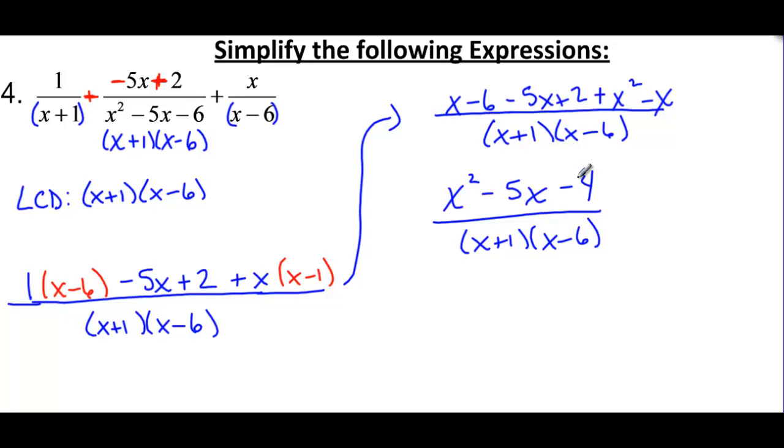Okay, so if I look at the numerator and try to see, can I factor this possibly? Well, two numbers that multiply to give me 4 but add to give me 5 would be a 1 and a 4. However, there's no way to deal with the signs to get a negative 4 when I multiply and a negative 5 when I add. So this would be my final answer, because it's prime on the top. And now I've been able to combine those three fractions into 1.